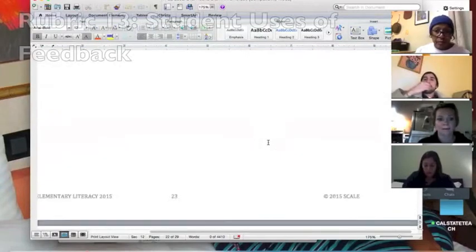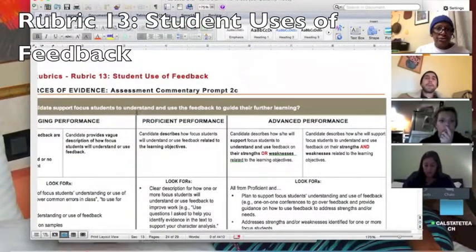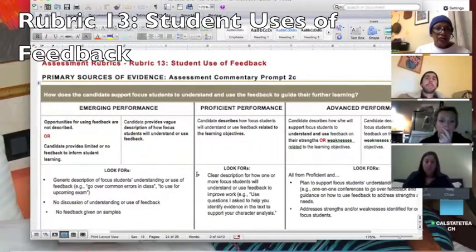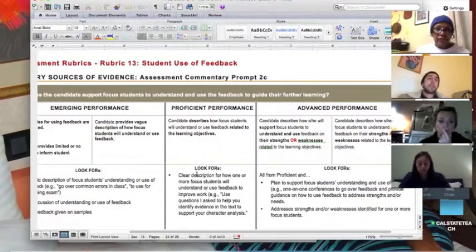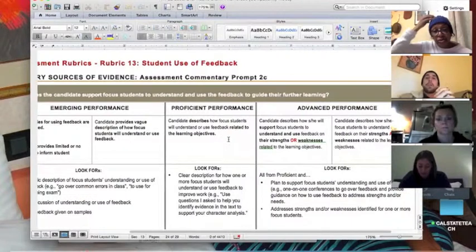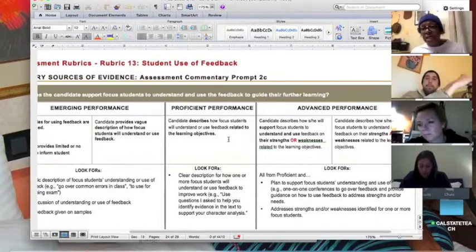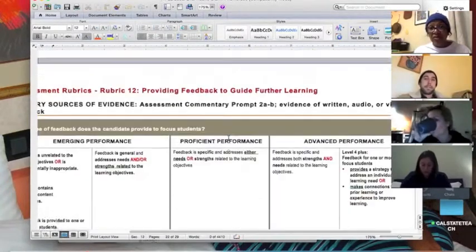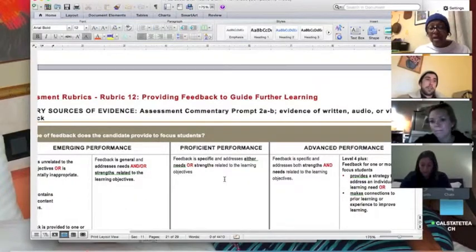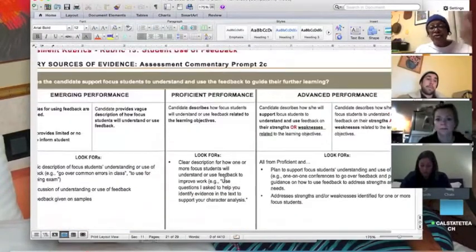All right. And then student use of the feedback. This is rubric number 13. Focus student understood and use the feedback to guide their future learning. This is how the candidate describes how the focus student will understand or use the feedback related to the learning. So now how's this kid going to, a clear description of how one or more focus students will understand and use the feedback. Because one is saying, this is the feedback I'm going to give, and then you give it. This is the feedback, and then this is how the student is going to use this feedback.